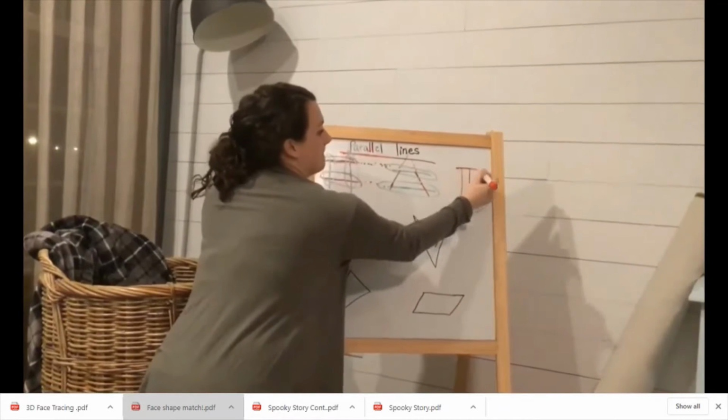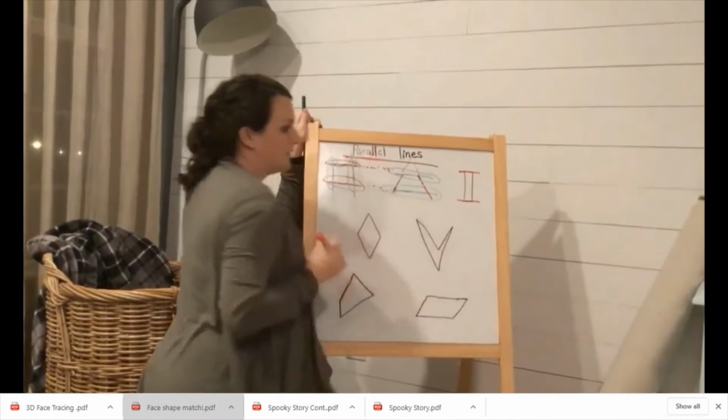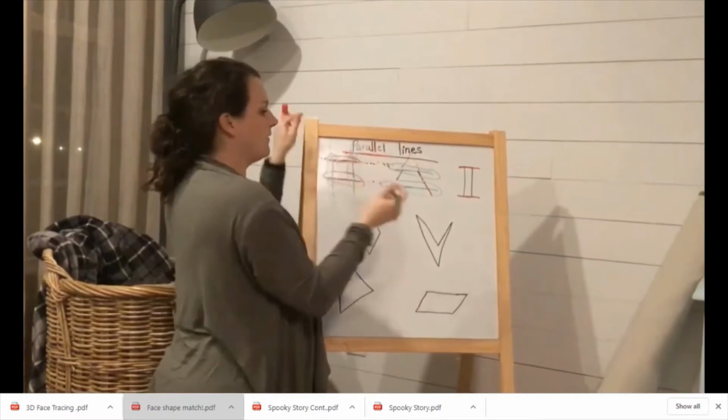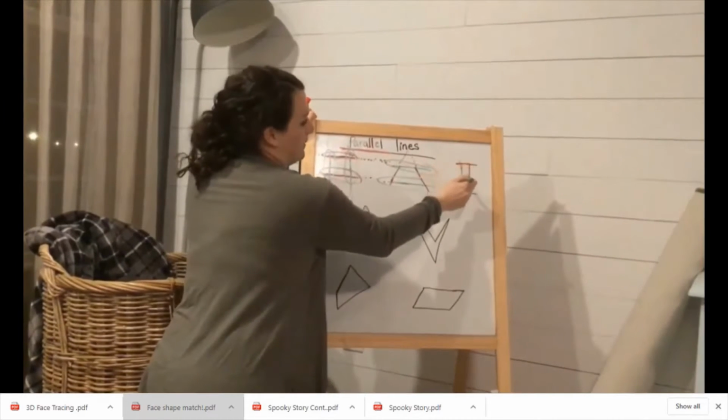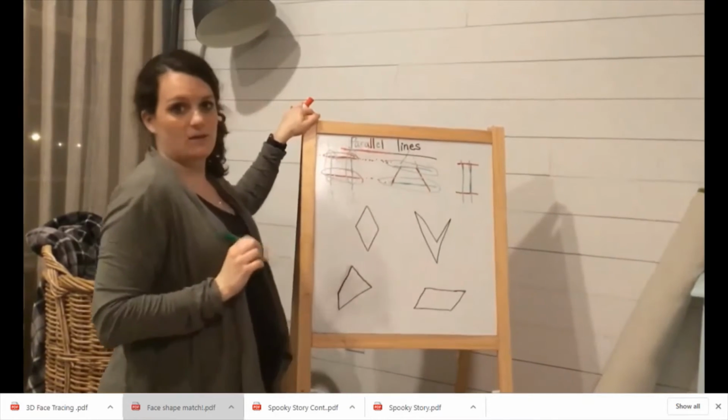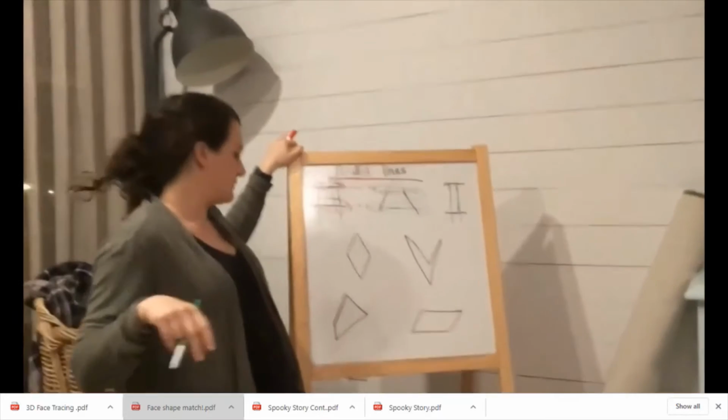The top and the bottom, do they look like they'll ever touch? Nope, they're parallel. And then the left side and the right side. So that rectangle has two sets of parallel sides.